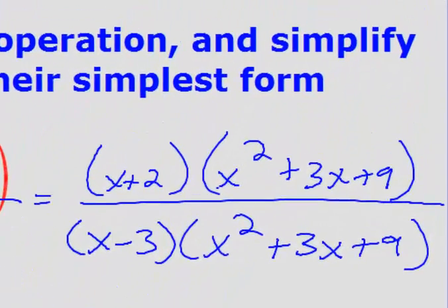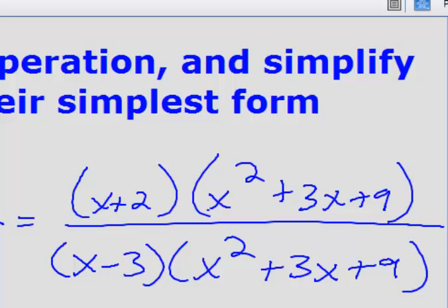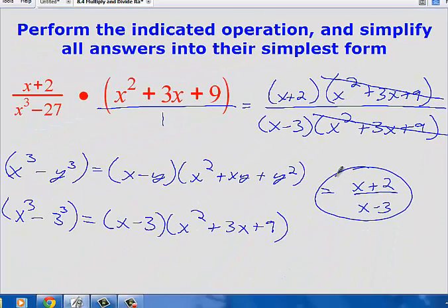All right, so now, as far as the actual problem goes, can anything cancel from top to bottom? All right, this entire chunk takes out that chunk, right? So what's your final answer? X plus 2 over x minus 3. All right. So again, what's tricky here? This thing, right?